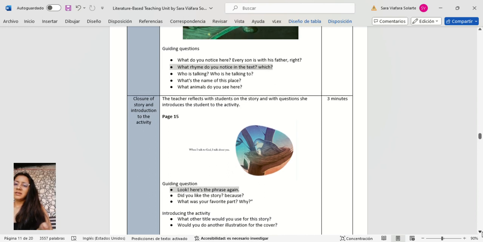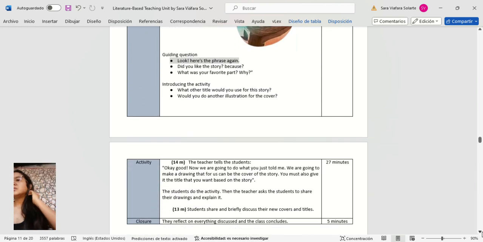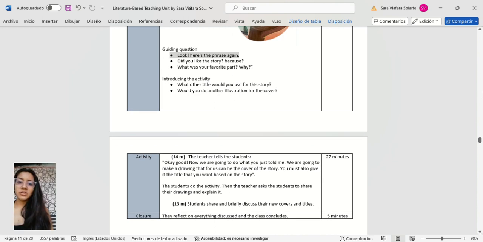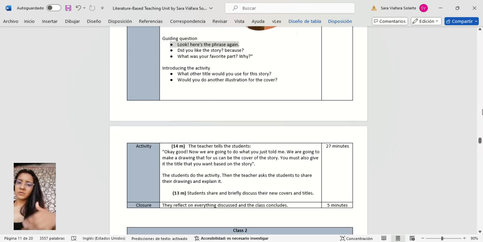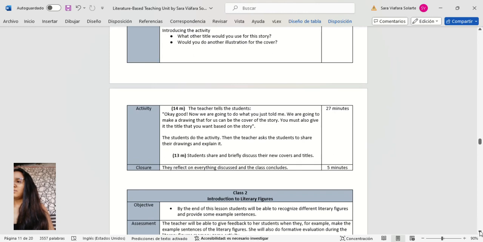In this case, she asks the students what other title would you set to this story, or what other cover would you do for this story? And the idea is that when the students answer those questions, the teacher invites them to do the cover and the title. And that is the idea.